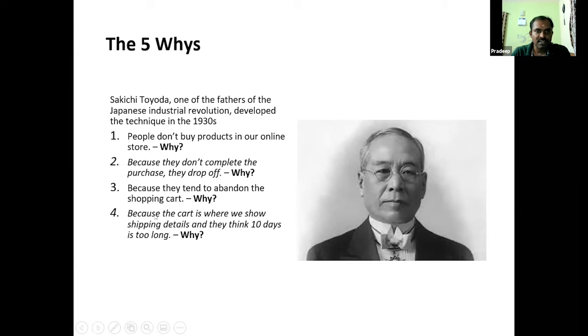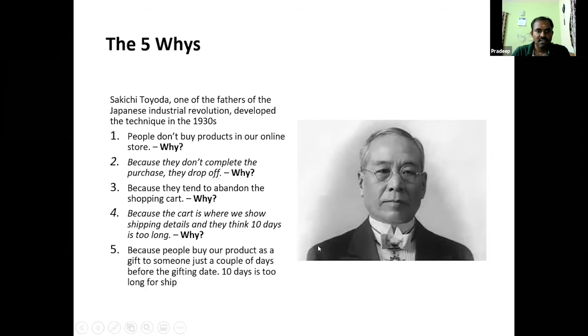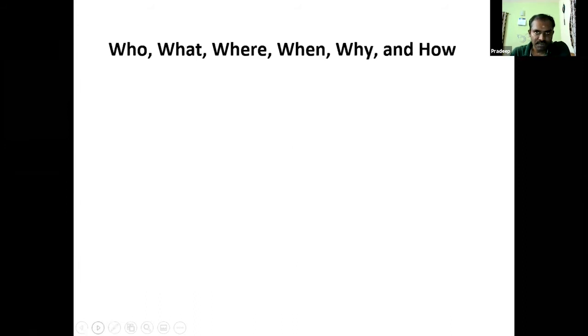Again, a why is asked: because the cart is where we show the shipping detail. They think that it will take approximately 10 days. Maybe the customers were not willing to wait for 10 days. So again, a question was asked: because people buy our product as a gift for someone just a couple of days before the gifting day. 10 days is too long for shipping. So it's a very excellent technique to dig deep into the problem.